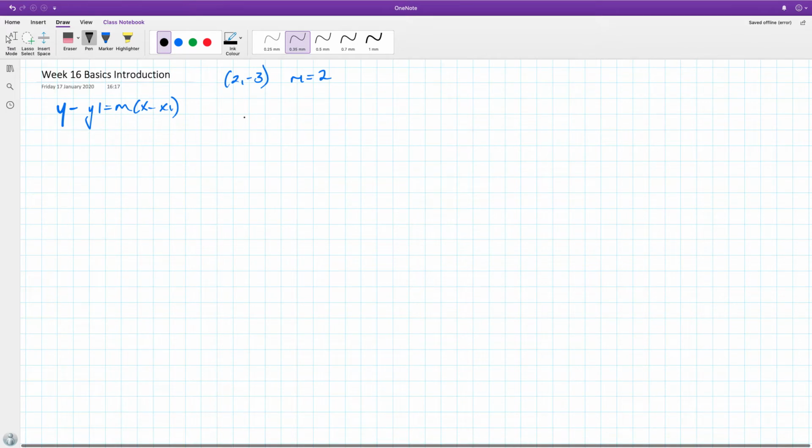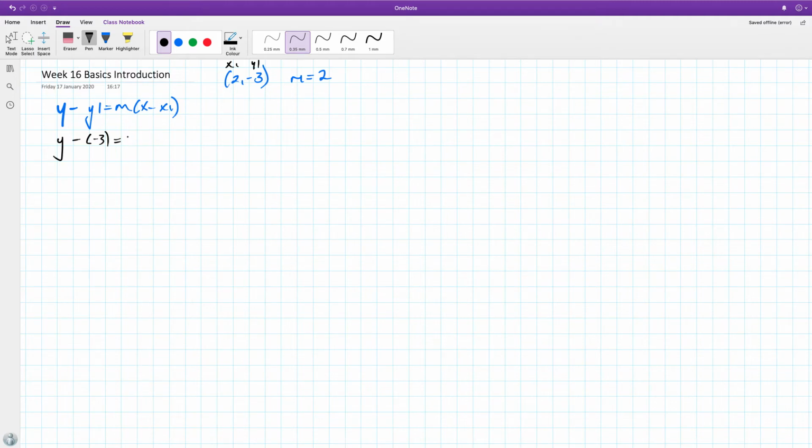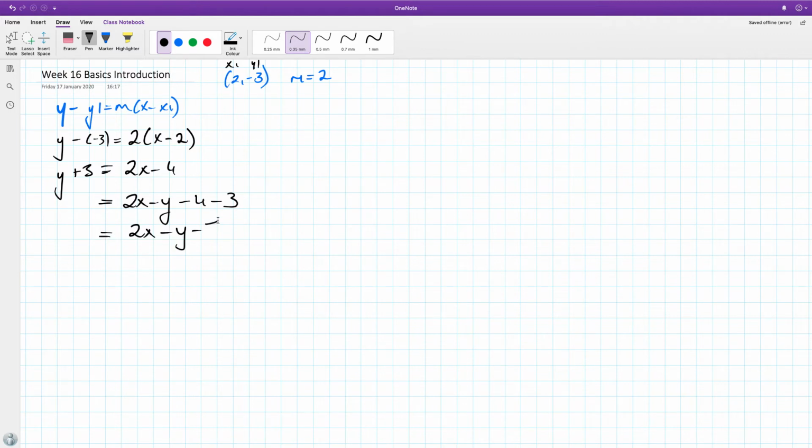So, labeling my point, guys. Label my point 2, minus 3, we get x1 and y1. So that's y minus y1, which is minus 3, is equal to m, what's my slope? 2, times x minus x1, x minus 2. That's y minus 3 is equal to 2x minus 4, which is 2x minus y minus 4 minus 3, equal to 2x minus y minus 7.